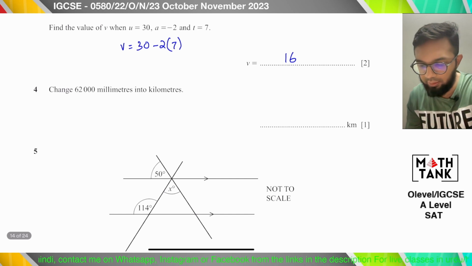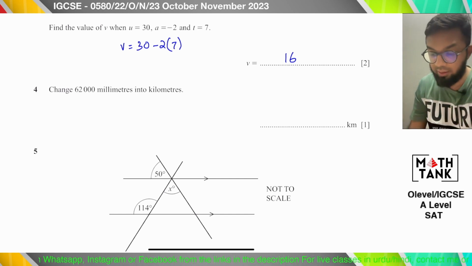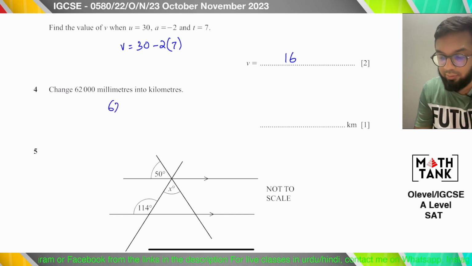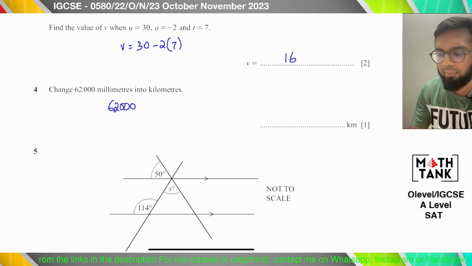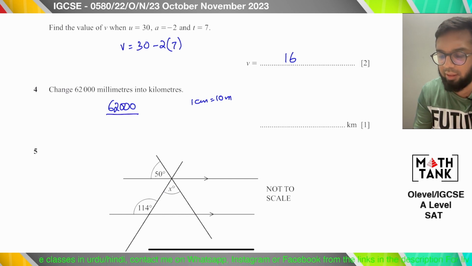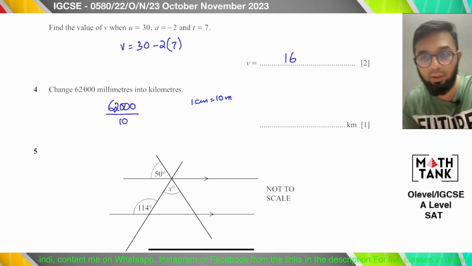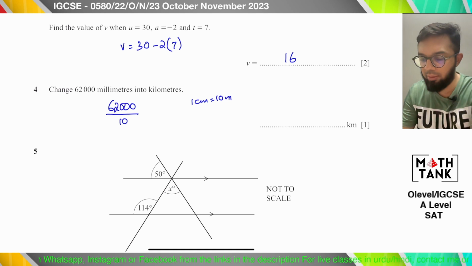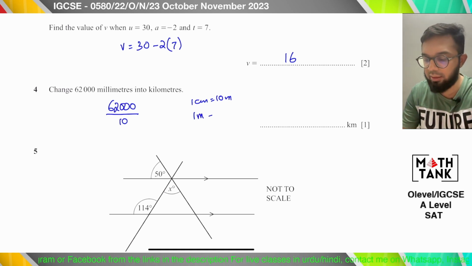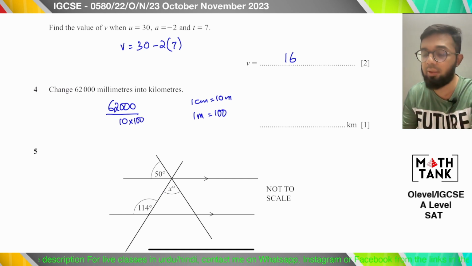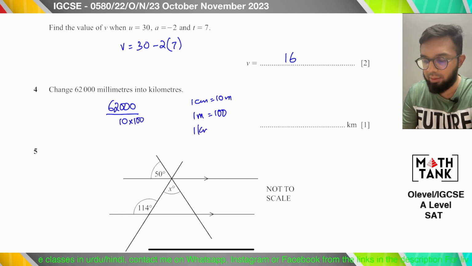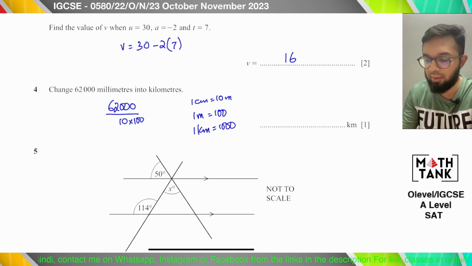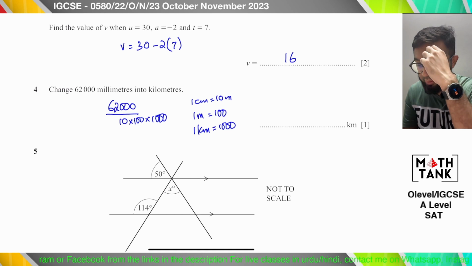Change 62,000 millimeters into kilometers. Changing step by step, 1 centimeter is 10 millimeters, so I'm going to first divide by 10 to change this into centimeters. Then 1 meter is 100 centimeters, so I'm going to divide by another 100 to change it to meters. Then 1 kilometer is 1,000 meters, so I'm going to divide by another 1,000 to get this to kilometers.